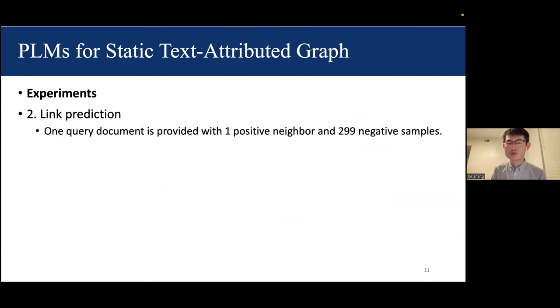The first experiment we want to do is link prediction. Link prediction here means we want to predict the links on the graph. If the quality of document embedding is very high, then similar documents should be embedded closely. If there is a link between two documents, then these two documents should have similar embeddings, then we should have high similarity between these two documents. So now, given one query document, we provide it with 300 samples, but only one of them is a positive sample. All other 299 samples are negative samples. We want to see if the current model can rank the positive sample as high as possible.